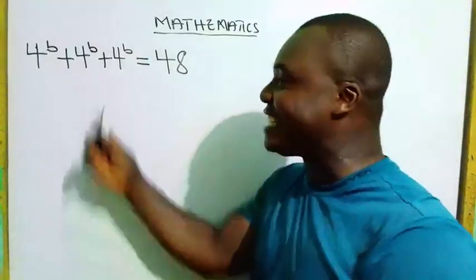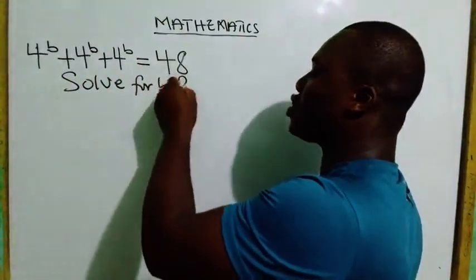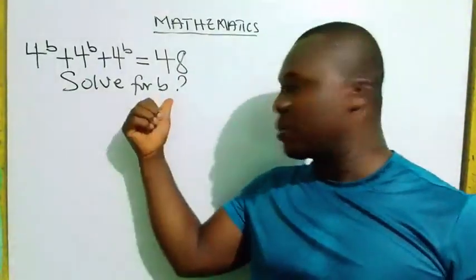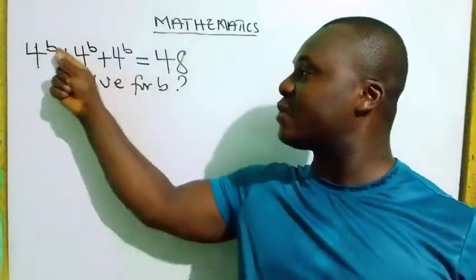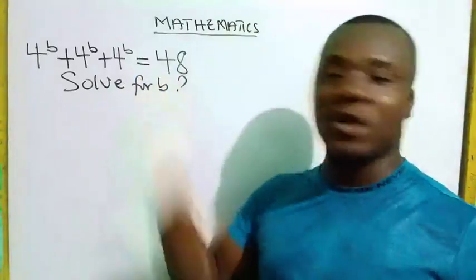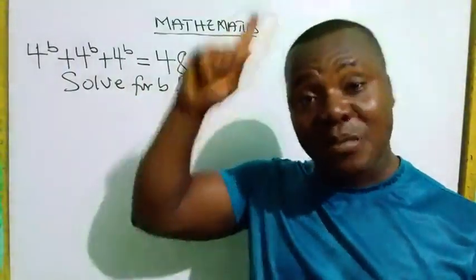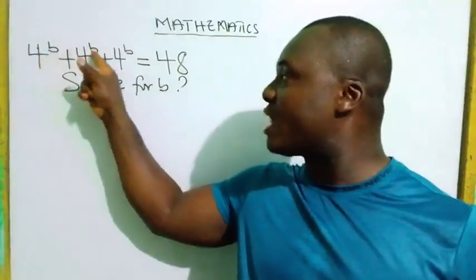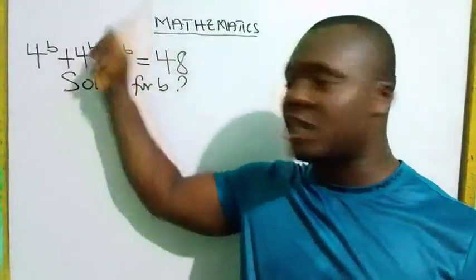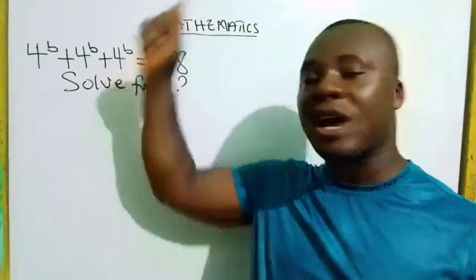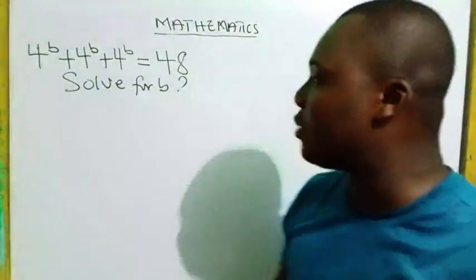And this is telling us that we should solve for b. So we are going to look for b, the number that when we evaluate it and replace the b with it, we are going to have 48. So when we get the answer, we are going to put that number where the b is. Then 4 exponent that number, plus 4 exponent that number, plus 4 exponent that number will be equal to what? 48. Now let's see how we can solve it.